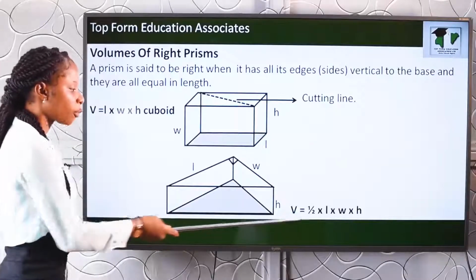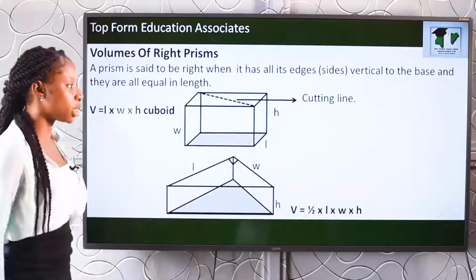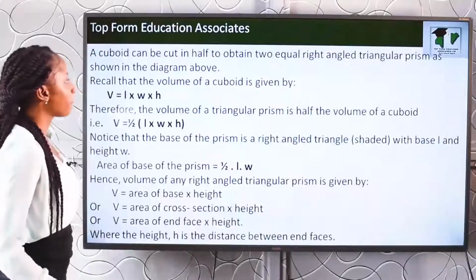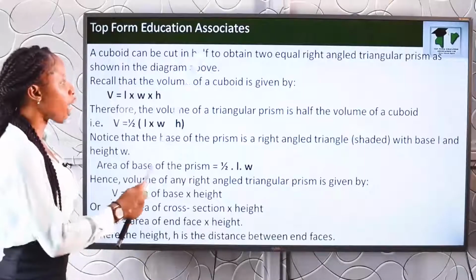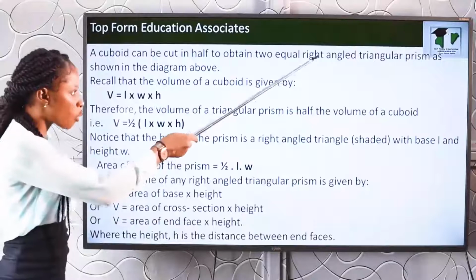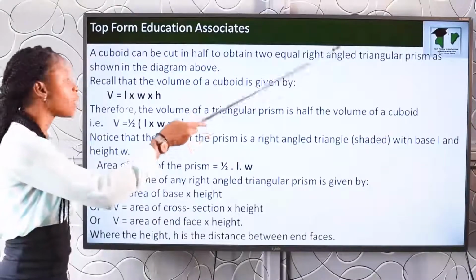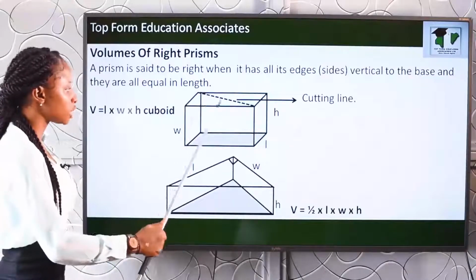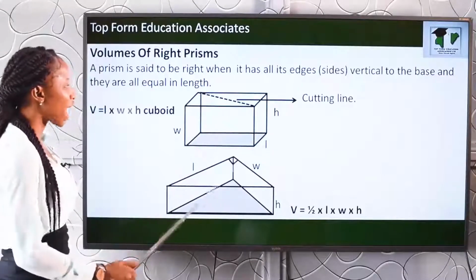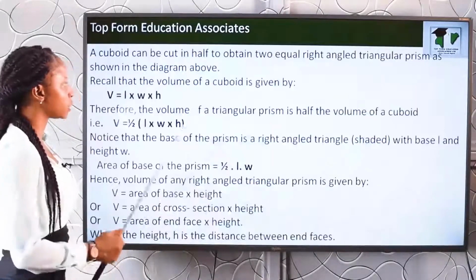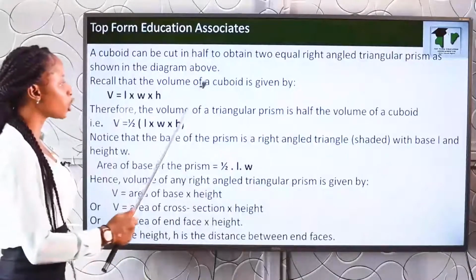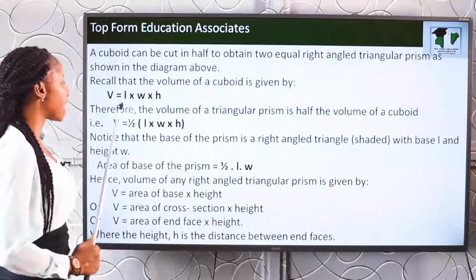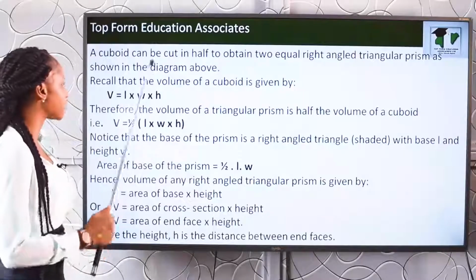Take note of the formula: half length times width times height. Now, a cuboid can be cut into half to obtain two equal right angle triangular prisms, as we've seen in this diagram. When you cut this prism into two, we have triangular prisms. Recall that the volume of a cuboid is given as length times width times height, like I've said.